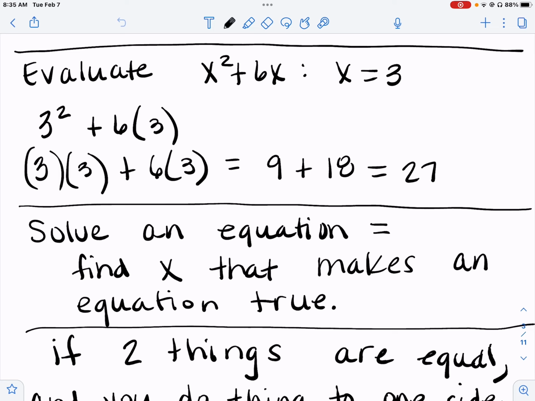Evaluate x squared plus 6x for x equals 3. So that would be 3 squared plus 6 times 3. 3 squared means 3 times 3. 6 times 3. 3 times 3 is 9. 6 times 3 is 18. 9 plus 18 is 27.